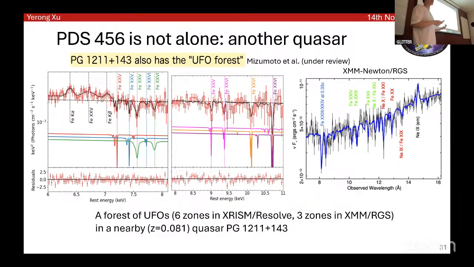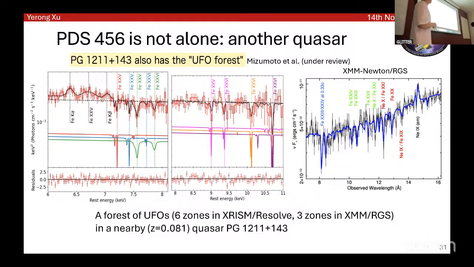The answer is no, because here is the XRISM GO1 observation of another nearby bright quasar, PG 1211. We could also detect a series of UFO absorption components, and in this case, the RGS is also bright, so we could also detect multiple UFO components in the RGS spectrum. That means the nature of UFOs is clumpy. That confirms our discovery in PDS 456.